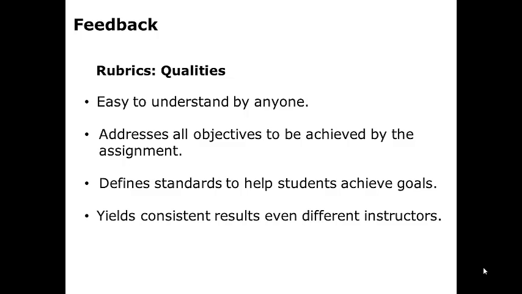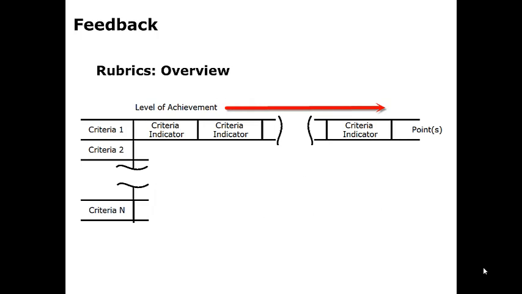They assess all objectives to be achieved by the assignment. They define standards to help students achieve goals, and they yield consistent results even with different instructors. Now let's take a look at how a rubric would be produced. It is produced by a two-dimensional grid.